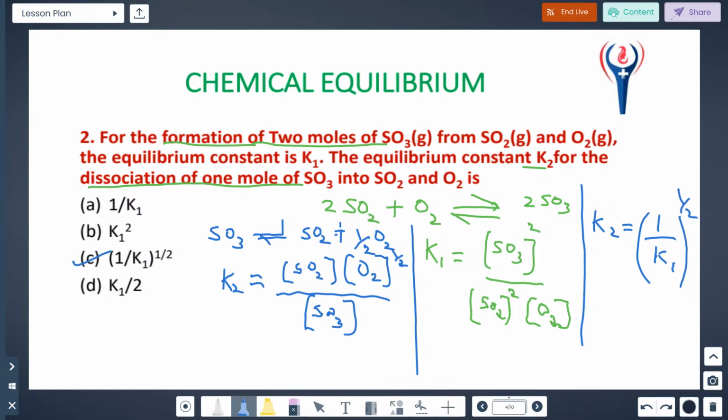You just compare the two. Remember, SO2 in the numerator and SO2 in the denominator, so I put 1 by K1. Then if you take the square root, I put 1 by K1 power 1 by 2. Understood? So among the options, C is the correct one. Okay, now see the next one.